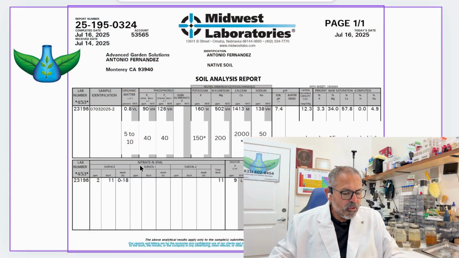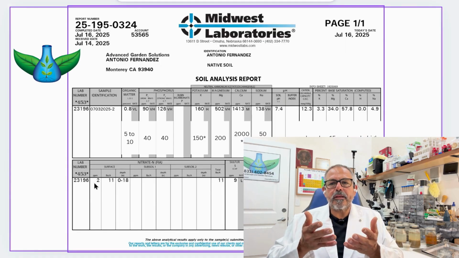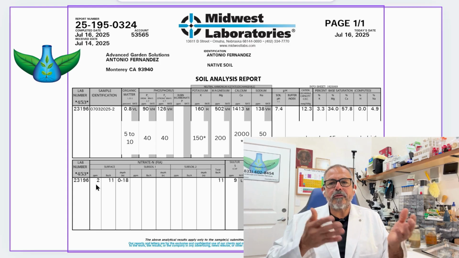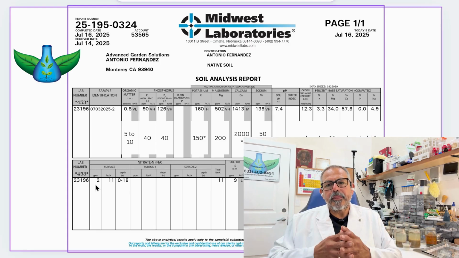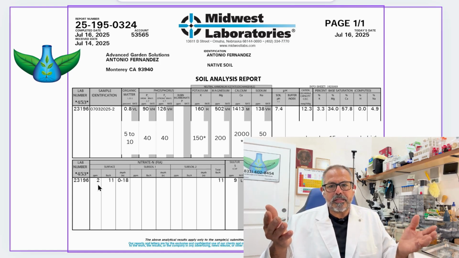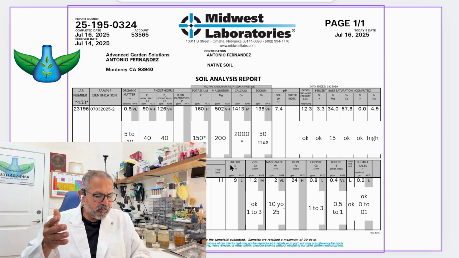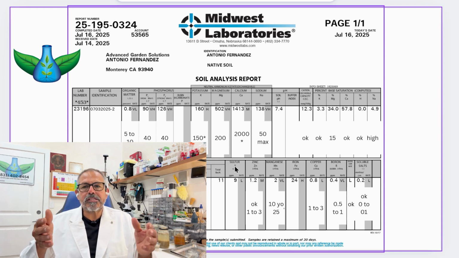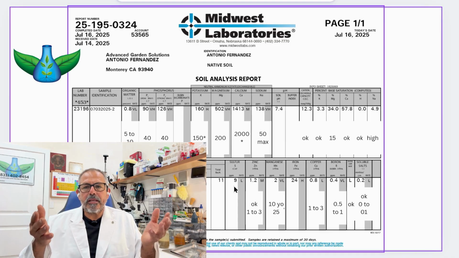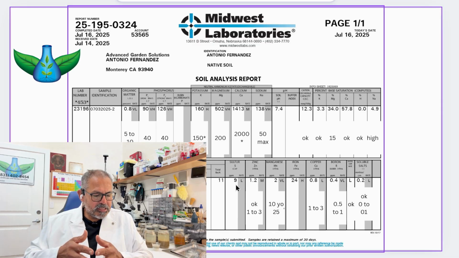Nitrogen. We only have 2 parts per million of nitrogen, when ideally it should be between 10 to 15 parts per million. Lack of nitrogen shows as yellow leaf in most plants. Then we move down to sulfur. Sulfur is beneficial for plants because it helps with many important plant functions. In this case, we have 9 parts per million, which is fairly low.